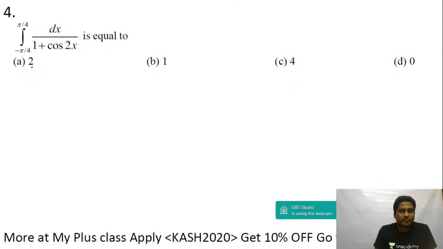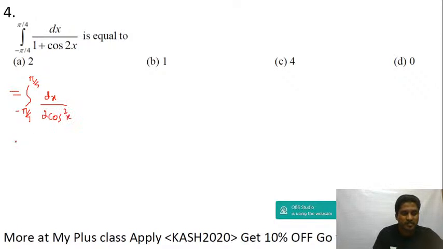Now integral from minus pi by 4 to plus pi by 4 of dx divided by 1 plus cos 2x. Now this can be written as integral from minus pi by 4 to plus pi by 4 of dx divided by, 1 plus cos 2x can be written as 2 cos square x. Half is a constant, I'm going to take out. This is equal to integral from minus pi by 4 to plus pi by 4, and 1 by cos is equal to sec. You will get this as sec square x dx.